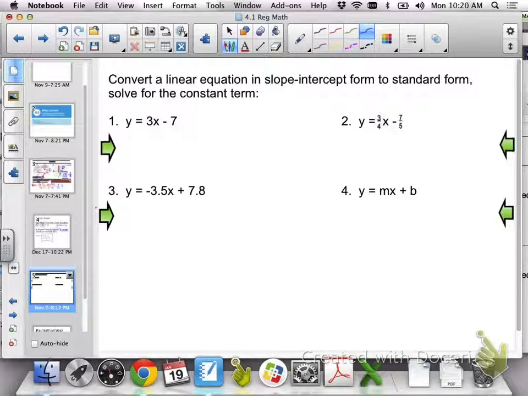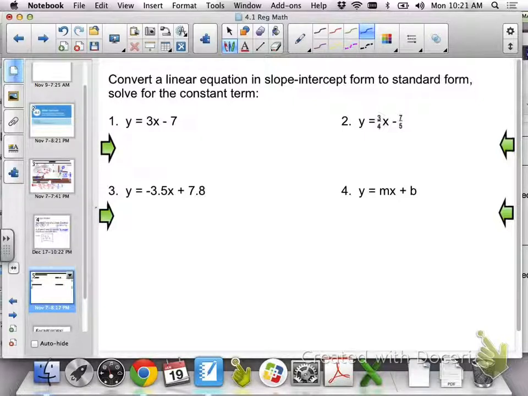This is in slope-intercept form. How do I put this in standard form? And remember, a big difference is X and Y need to be on the same side of the equal sign. So, suggestions. What do you think I need to do? What's your guess? 3x minus y equals -7.